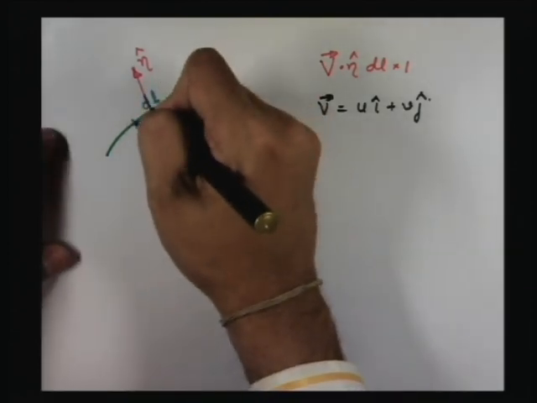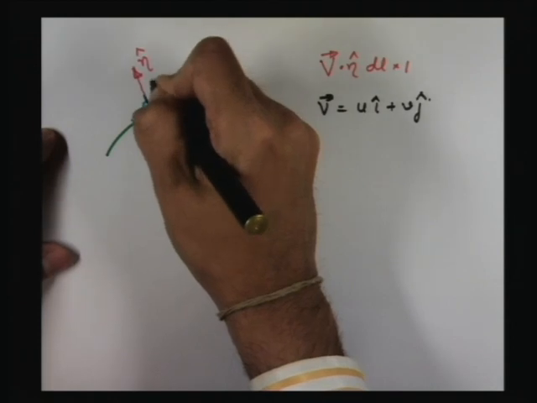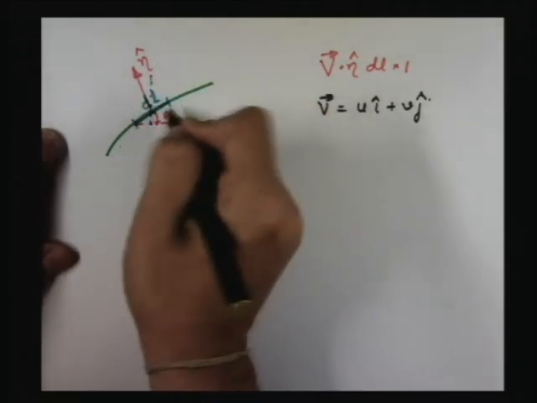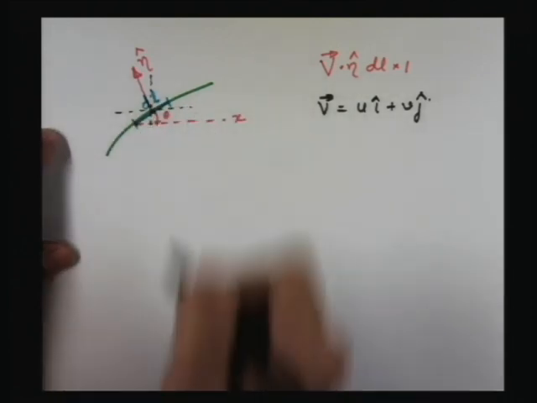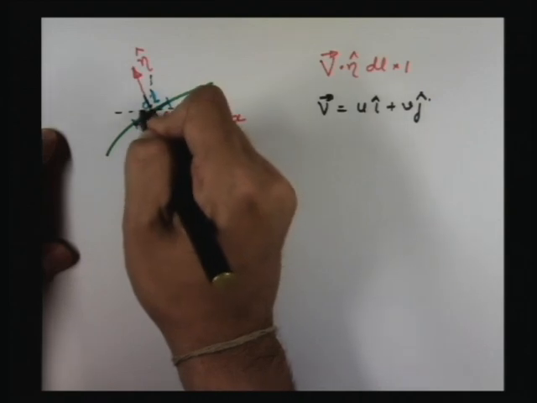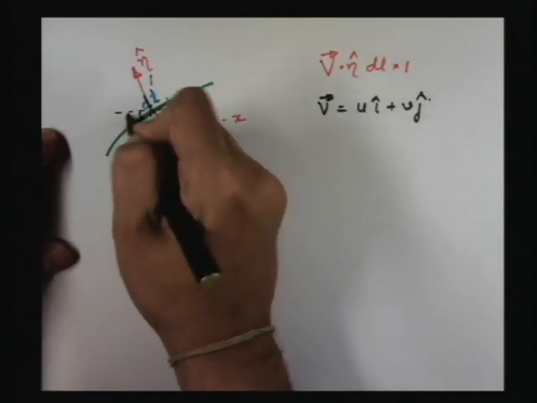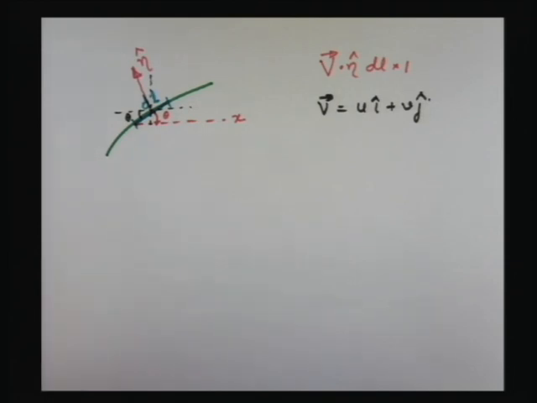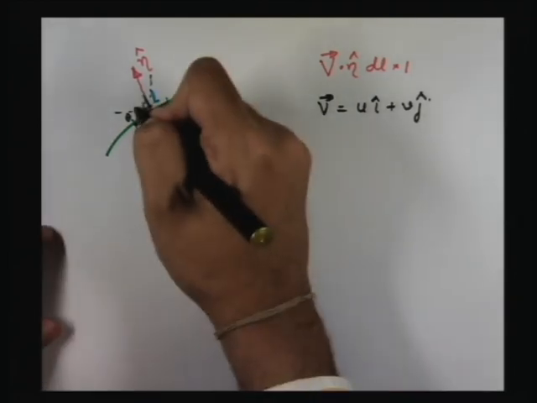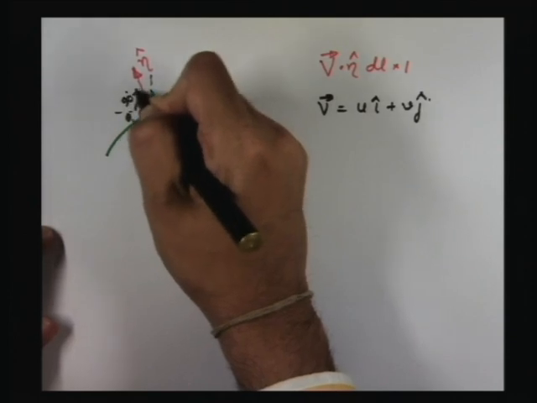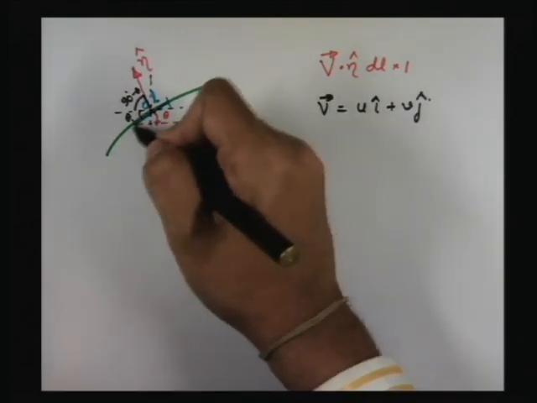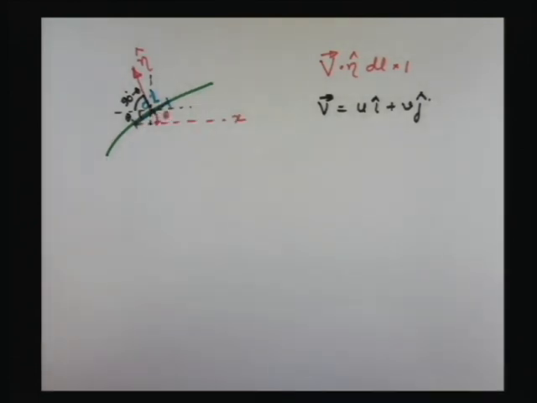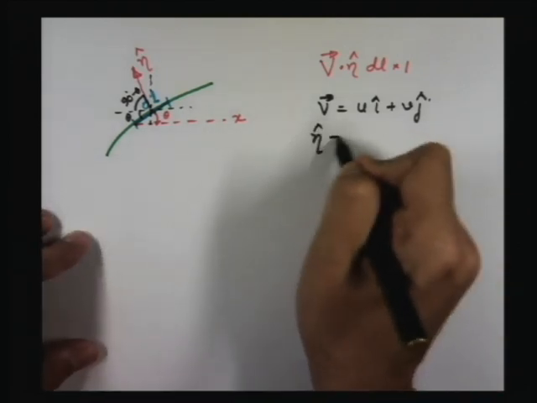So let us draw a vertical line here, and a horizontal line here just for simplicity. So if this angle is theta, this angle is 90 degree minus theta, because the angle between the normal and the line element is 90 degree. So the unit vector eta can be written in terms of its components.